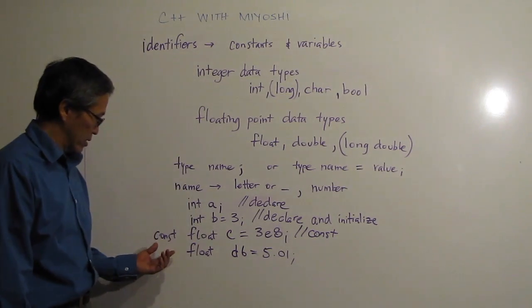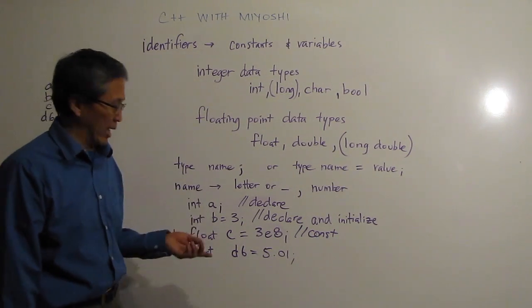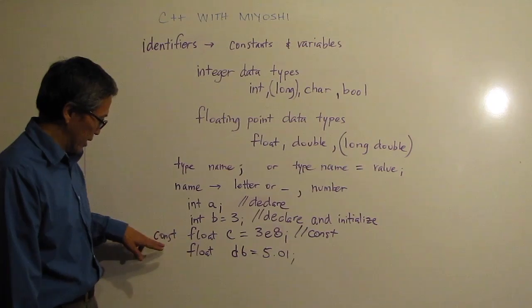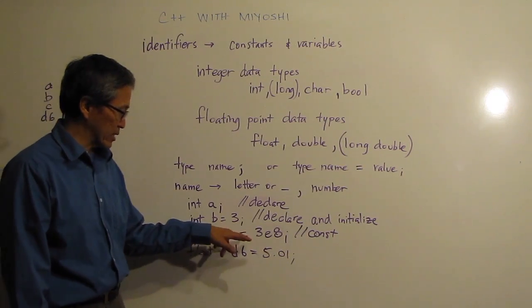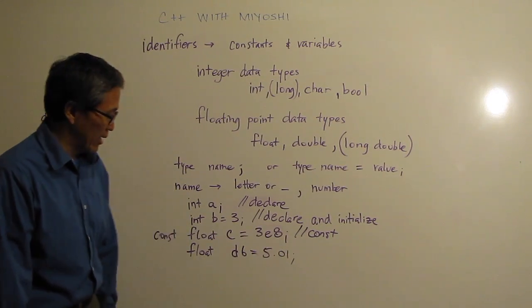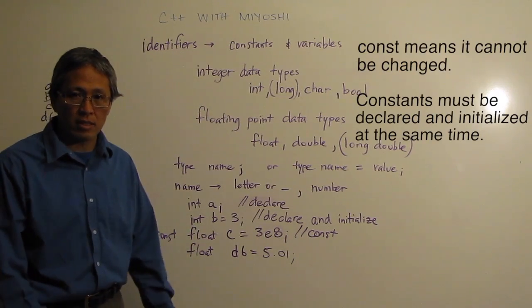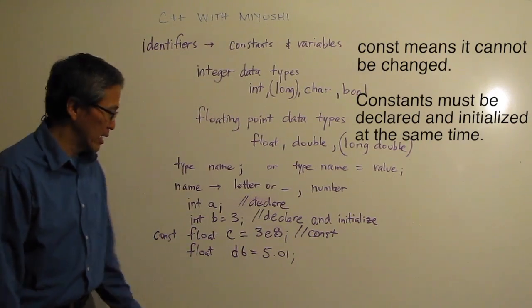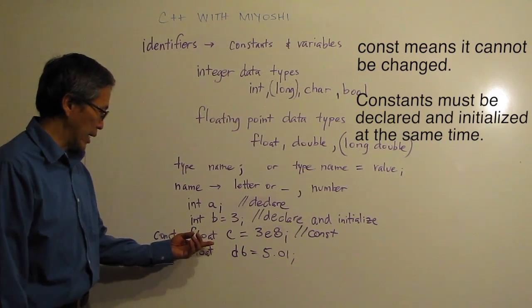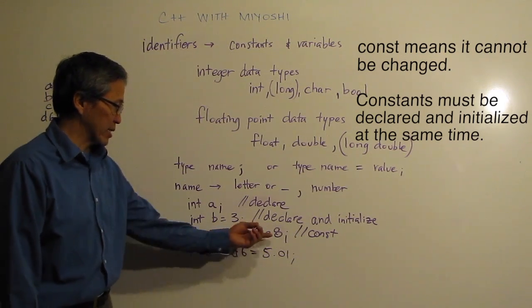Here's a little different one. We have const in front of it. It's just the same as I have here with these guys. This happens to be a const float. C is assigned the value 3e8. There's a couple things going on here. First of all, const means that it's a constant. It can't be changed once I declare it and initialize it.